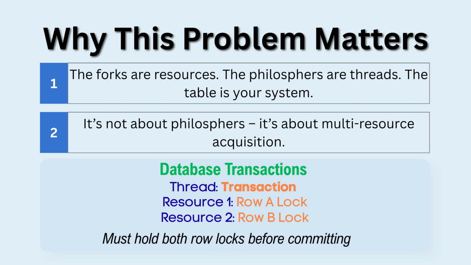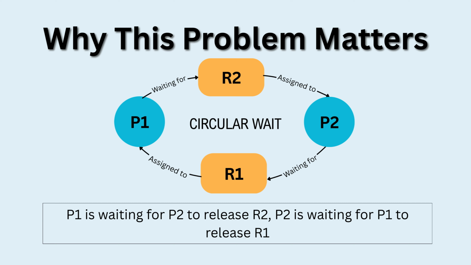For example, database transactions. A transaction needs to lock row A and row B before it can commit. If transaction 1 holds row A and waits for row B, while transaction 2 holds row B and waits for row A, a deadlock is created. The pattern is always the same: threads holding one resource, waiting for another in a circular dependency. That's what this problem models.